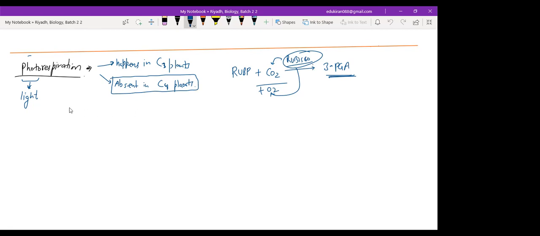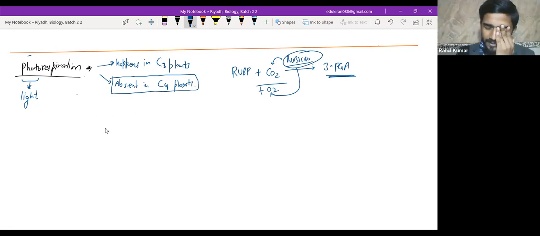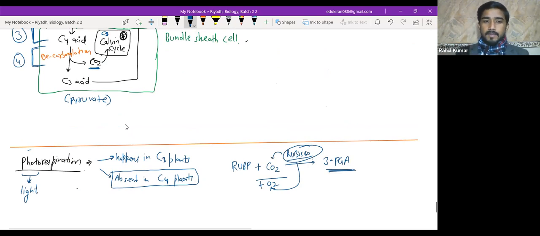Yes, sir. So write down about photorespiration. In C3 plants, some O2 can bind to Rubisco, leading to a decrease in CO2 fixation.